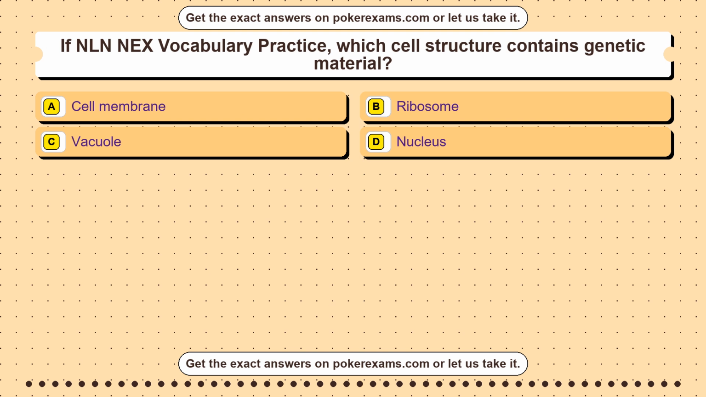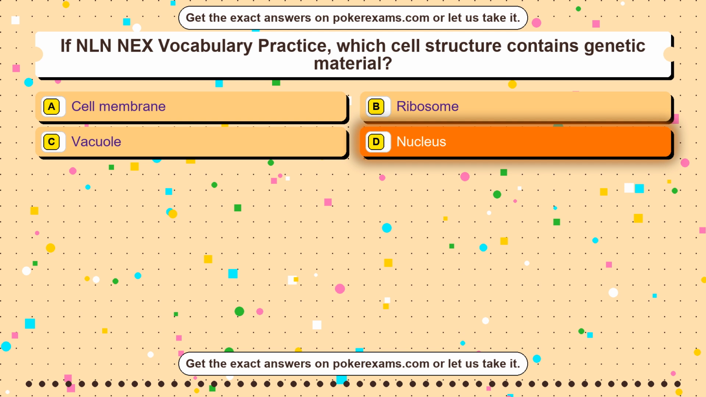Question 30. If GED test prep, which process do plants use to make glucose? Option A respiration only. Option B erosion. Option C condensation. Option D photosynthesis. The correct answer is option D.